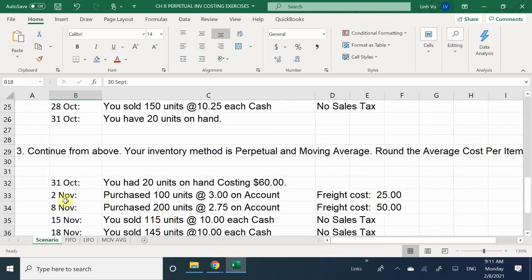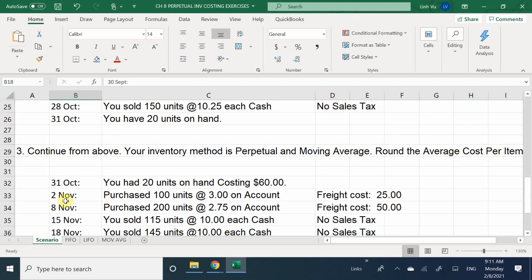Okay, so now we're going to go ahead and do number 3. Continue from above. Your inventory method is perpetual and it's moving average. So remember, with moving average, you are more likely to get numbers that do not go in evenly. Especially this one, we're constantly going to be updating our inventory and constantly having to recalculate our average cost per item. So for this instance, we're continuing on with the exercise.